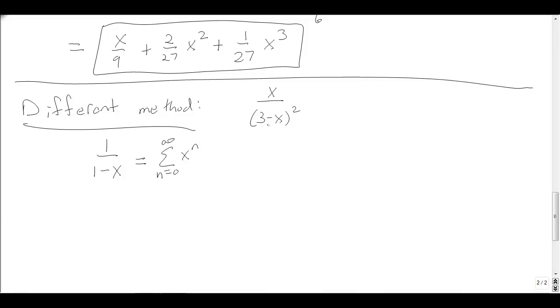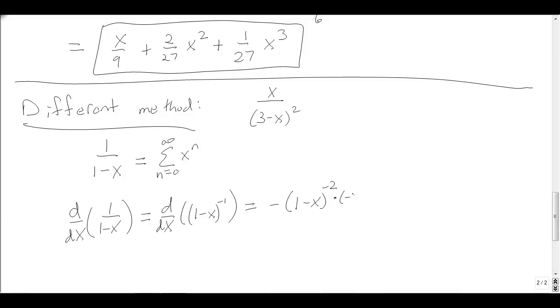Now, what I want to do, though, is get a square on the bottom here. This takes a little bit of getting used to, but I'm going to differentiate 1 over 1 minus x here. So that's the derivative of 1 minus x to the negative first. That derivative is going to be a negative 1 times 1 minus x to the negative 2. And then I differentiate the inside of the 1 minus x here. That's a negative 1. So I get essentially a negative 1 and a negative cancel, and I end up with 1 over 1 minus x, quantity squared.